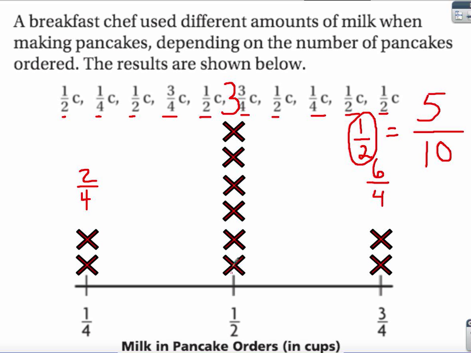And it really looks like it too. You have such a large group of half cups, a little bit of fourths, a little bit of 3/4. So the middle is probably going to be in here somewhere. All right, so that's what line plots are, and that's how you figure out the average as well.